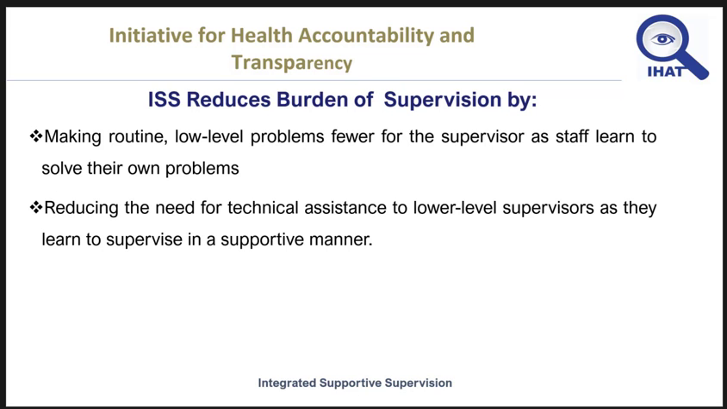Now here is how ISS reduces this burden of supervision. It does so by making routine low-level problems fewer for the supervisor as staff learn to solve their own problems on their own. It also reduces the burden of supervision by reducing the need for technical assistance to lower-level supervisors as they learn to supervise in a supportive manner.